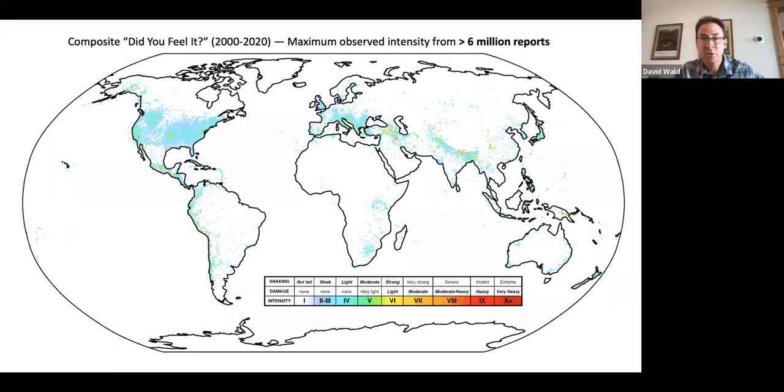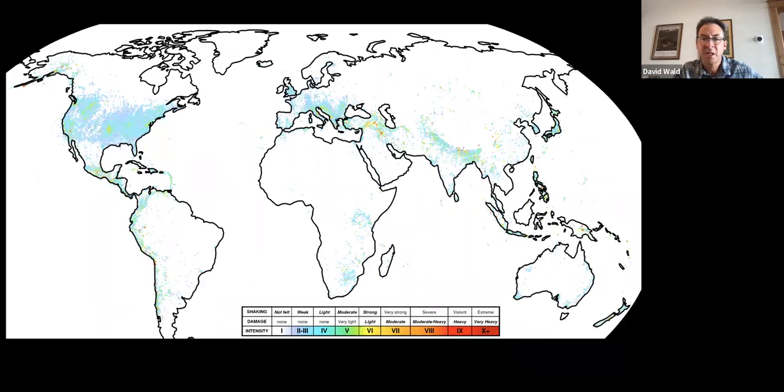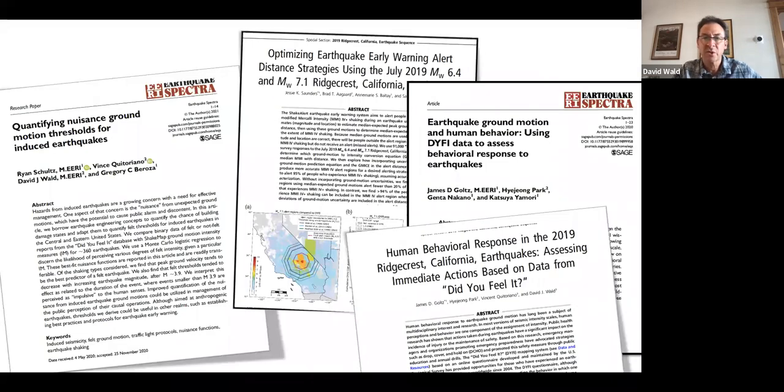Globally, we get a lot of felt reports. We have now over 6 million felt reports for earthquakes around the world, and it's pretty impressive when we have events to get these types of reports, and it really helps us constrain the ShakeMaps. And we get those from most countries.